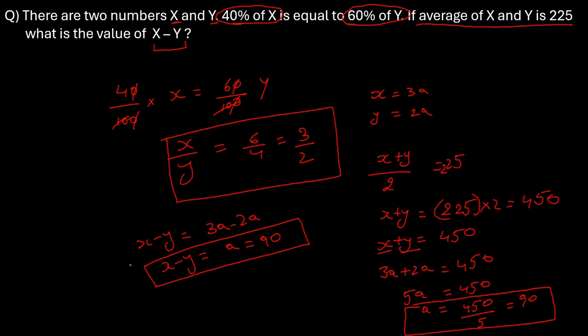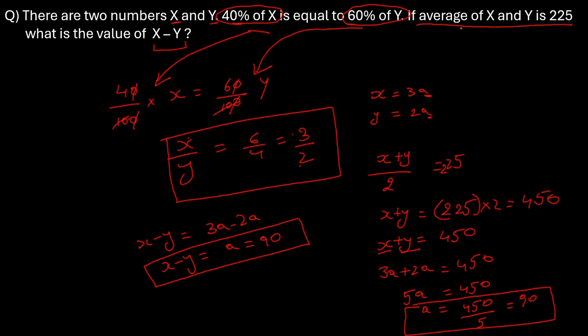I think everyone is clear with this question. I'll explain it one more time, guys. There are two numbers x and y. 40% of x is equal to 60% of y. So this is the value of 40% of x, and this is the value of 60% of y. On equating these two, I got the ratio of x and y as 3:2. So in order to convert this ratio into actual values, I'll multiply these two numbers with a constant term a.